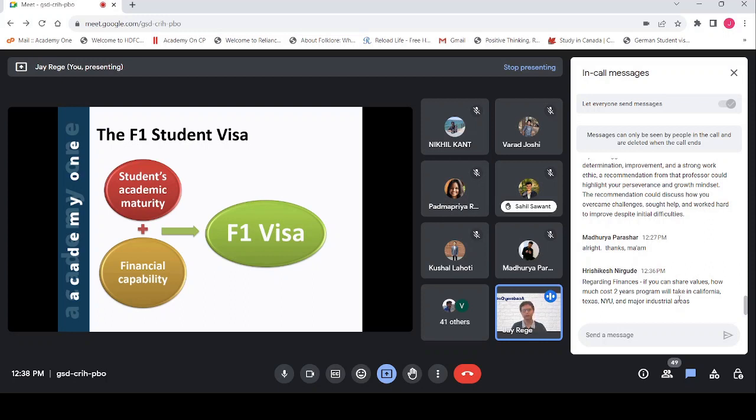Most students manage to cover up their living cost by working on student jobs. You are allowed to work on campus 20 hours a week as a student. Most students manage to get some kind of student job. If you get an RA or a TA, that is a research assistantship or a teaching assistantship, many universities would give you a partial or a complete tuition waiver also that would come with it. Again, it depends on the universities.